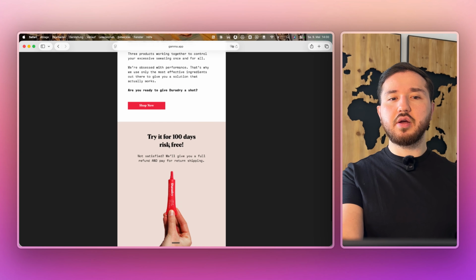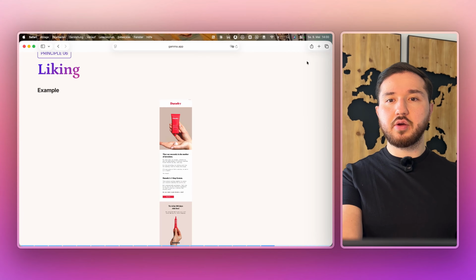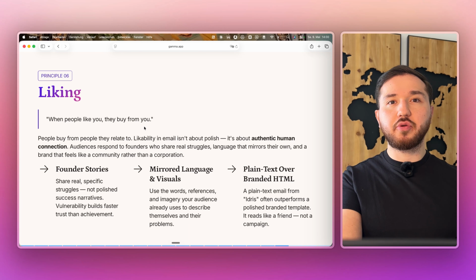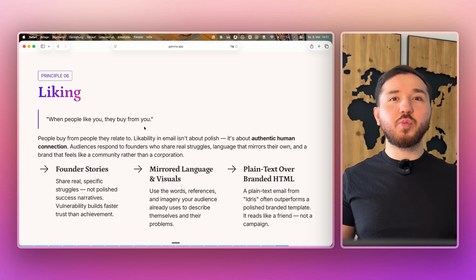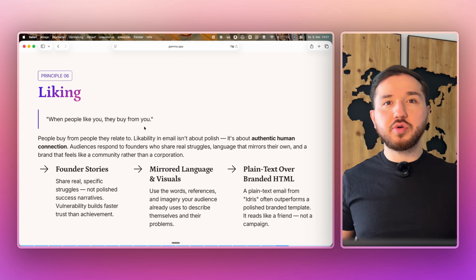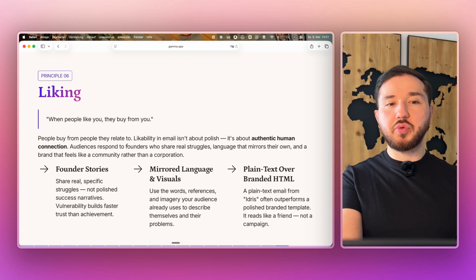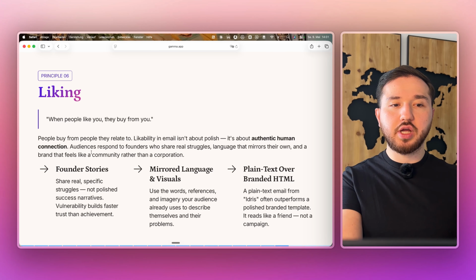And then they've added a risk reversal section to the end of the email. Great example. Now, why does liking work? Because when people like you, they buy from you. This is why so many influencer brands are working. This is why everyone wants to buy from streamers and YouTubers and musicians, because people buy from people they relate to. Likability in email isn't about polish, it's about authentic human connection.